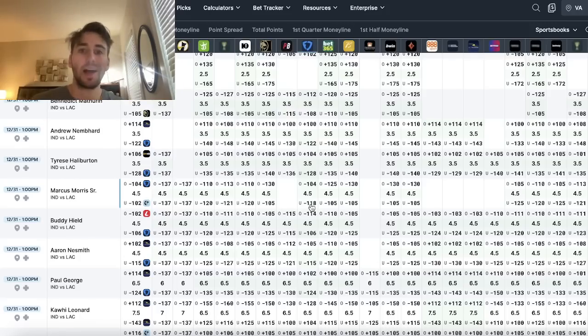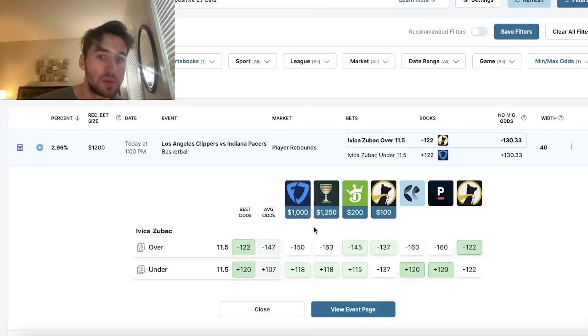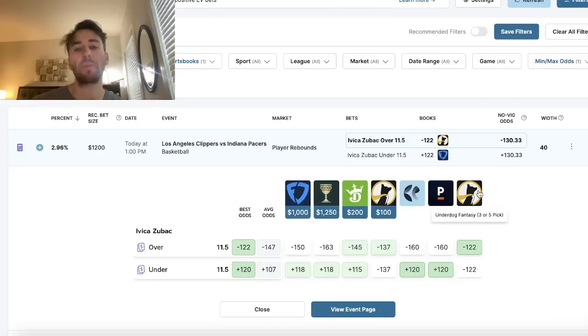I say this all the time, but the EV tool I use because it compares prices, right? So essentially, you can imagine there's 5 different prices for the same stock. Zubac over 11.5 rebounds, the same asset. There's no difference in how this bet is graded. You definitely shouldn't be placing your bet on Pinnacle at minus 160 if you can get it at minus 145 on DraftKings. This bet is the exact same thing. It just has different prices on all these different sportsbooks.